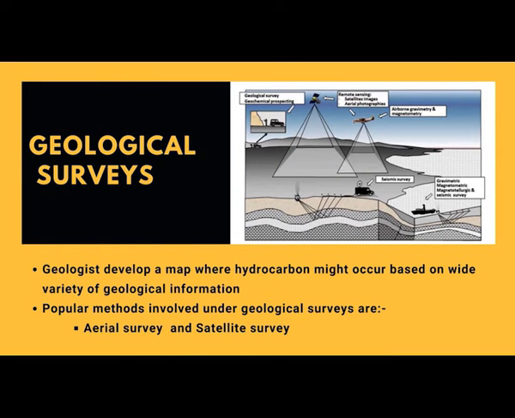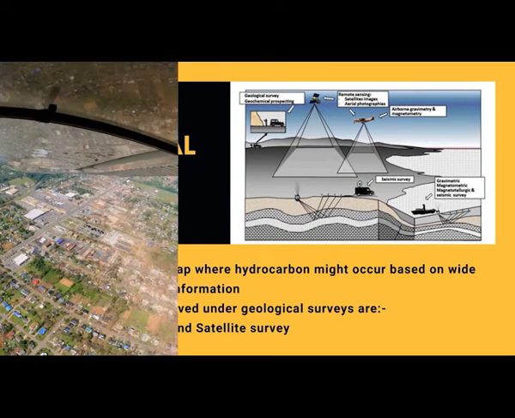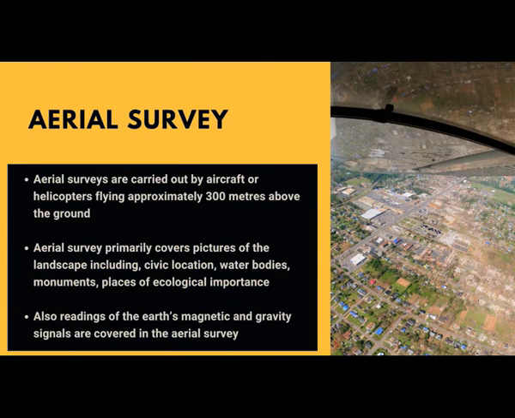In the geological surveys, the geologists develop a map where hydrocarbon might occur based on a wide variety of geological information. And where do they get this information? These information primarily are obtained through an aerial survey or an airborne survey or a satellite survey. What are the kinds of information we try to obtain from the aerial survey or airborne survey? Let's see. Aerial surveys are carried out by aircraft or helicopter flying approximately 300 meters above the ground level.